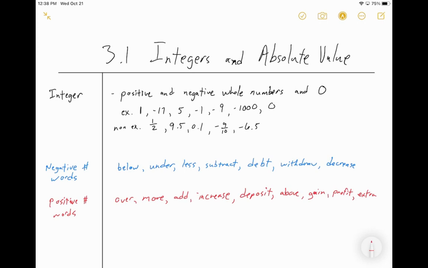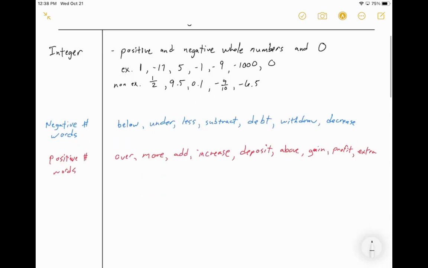It's just good to identify because you're going to see a problem that looks like this. This is the kind of problem you're going to see from that first IXL lesson. It would be something like this. It would say the temperature is 5 degrees below normal. So what number represents this situation?